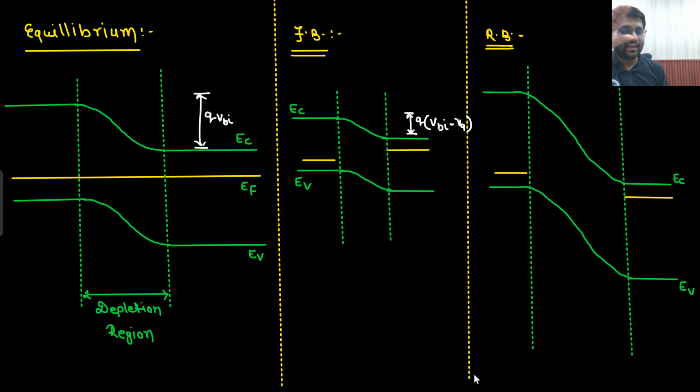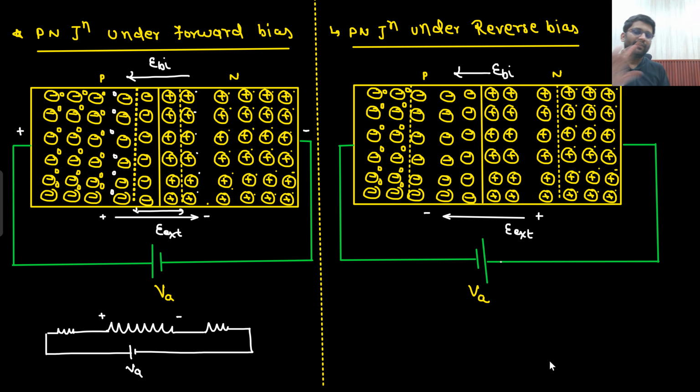Say yes or no. Barrier has reduced, right? And what about the reverse bias? Sir, this side is negative, this side is positive. Wherever you apply positive, that side would come down. Wherever you apply negative, that side would go up.